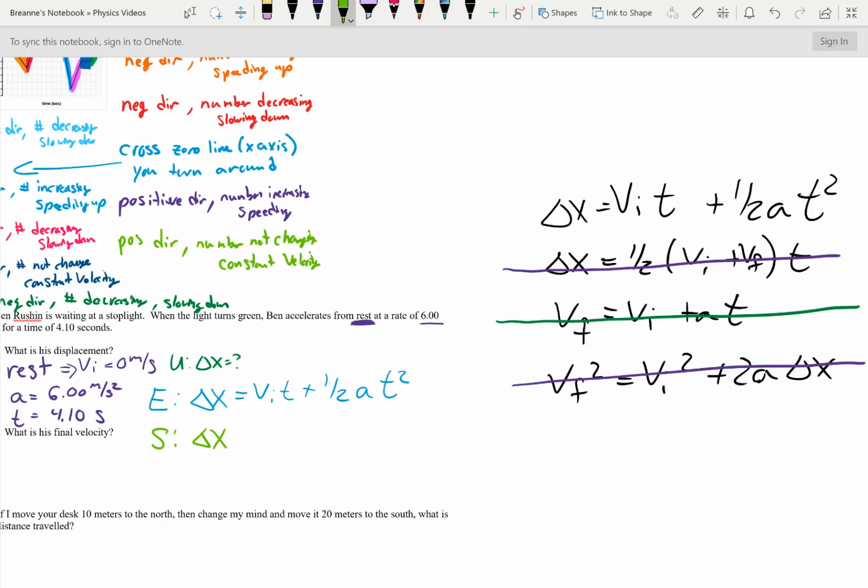So we're looking for our delta x. Our vi is 0. Our time is 4.10. 1/2 a t. Oh, we have acceleration. Our acceleration is 6, and our time is 4.10 squared. So now we solve.